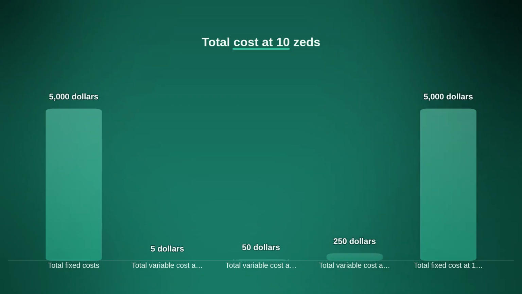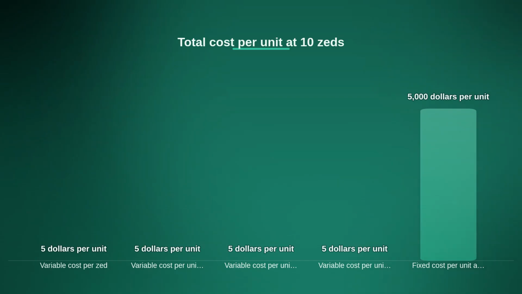Now increase output to 10 Zs. Total variable cost rises in proportion to $50, fixed cost stays at $5,000, and total cost becomes $5,050. At 10 units, the variable cost per unit is still $5, but the fixed cost per unit drops to $500. So total cost per unit falls sharply to $505.